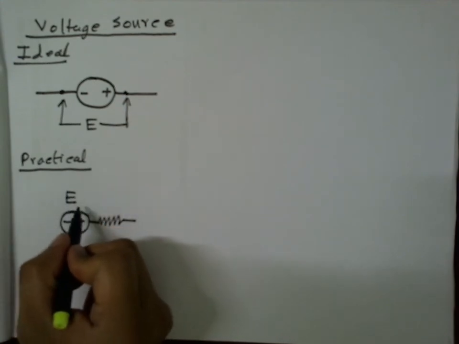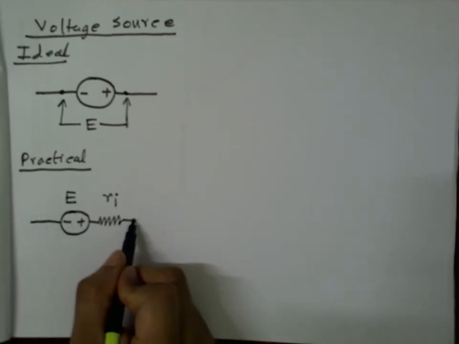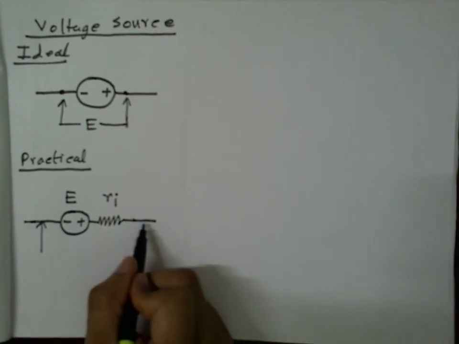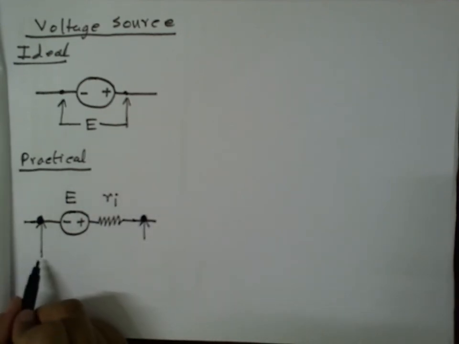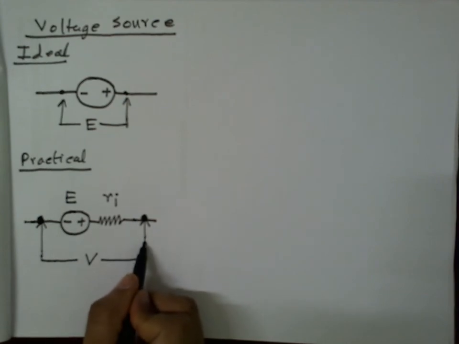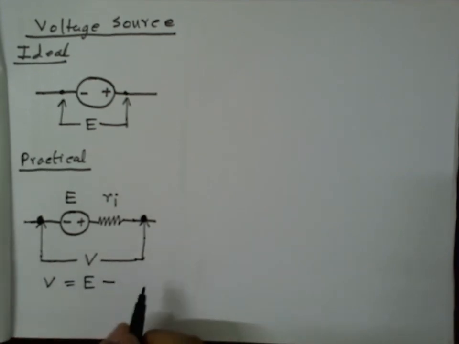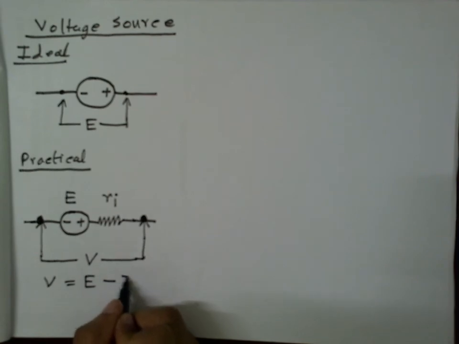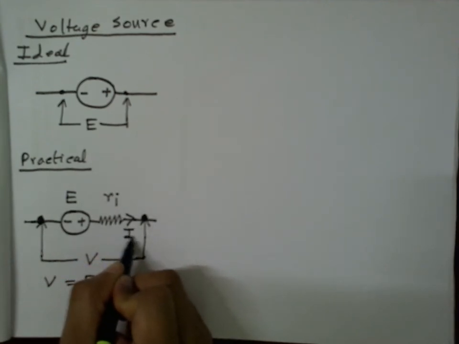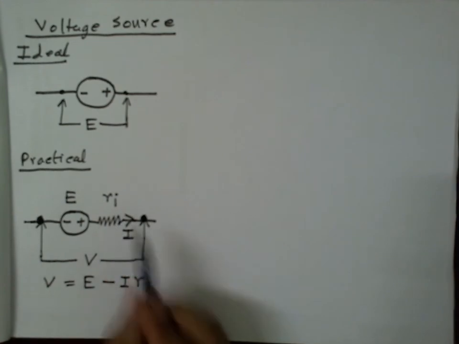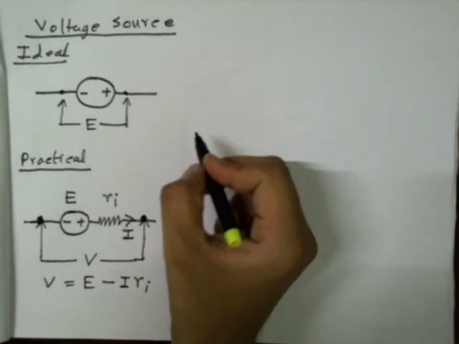So a practical voltage source is one which always has an internal resistance. Apart from the EMF of it, it always has an internal resistance Ri, so that the effective voltage across its two terminals, if I call it V, is not equal to E but is less than E by an amount of I times Ri, where I is the current flowing through the source and Ri is the internal resistance of this source. So that's how we model a practical voltage source.